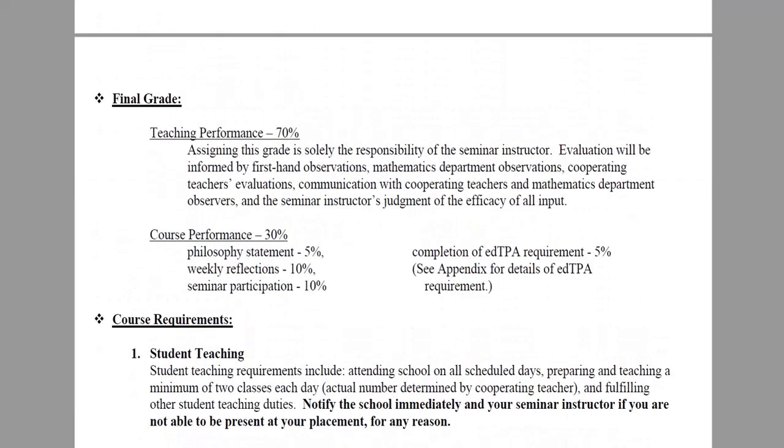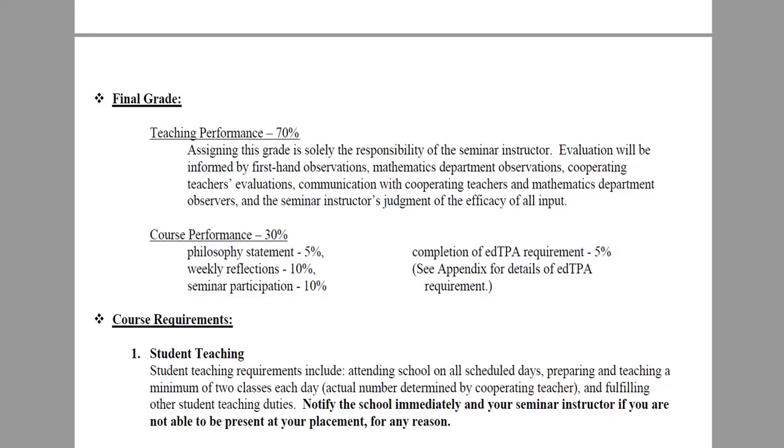So what is your grade based on? 70% is teaching performance. That includes 4 different observations of you while student teaching. 2 are going to be from Sister Nancy and 2 are going to be from a math department person. You will also have 2 CT observations. They will write up and score you out of, I believe, a rubric of 100. And then I will also complete a rubric based on your teaching performance, your planning, the stuff that I would be able to see. The other 30% of your grade is course performance.